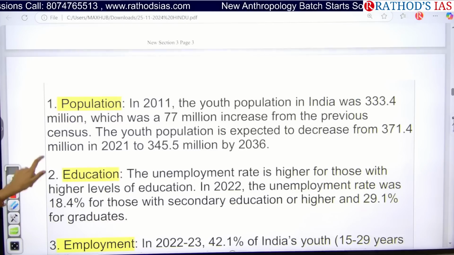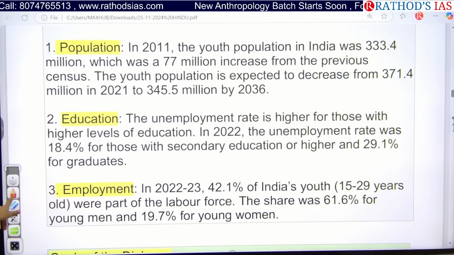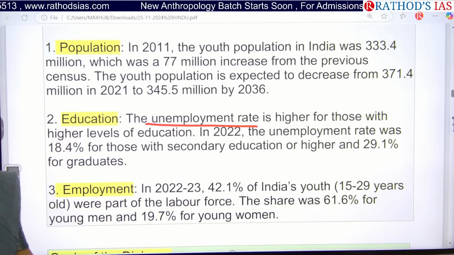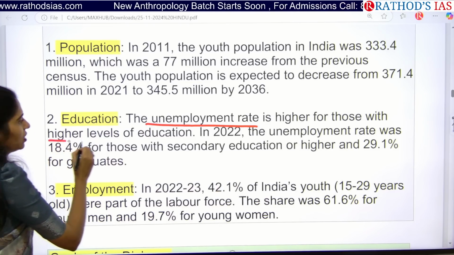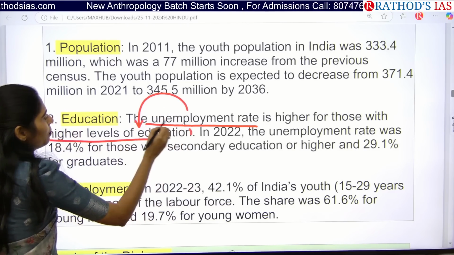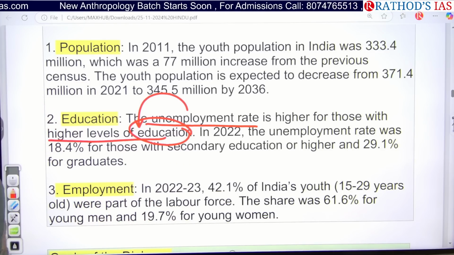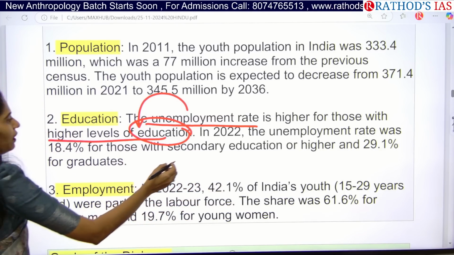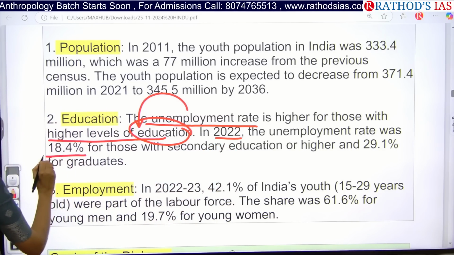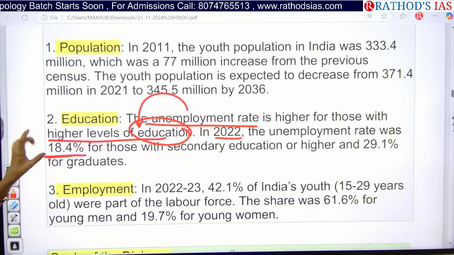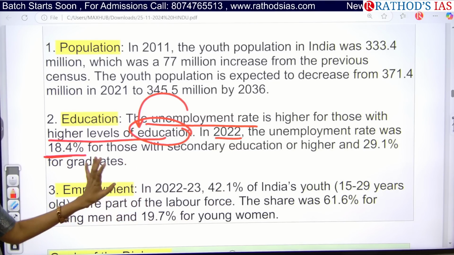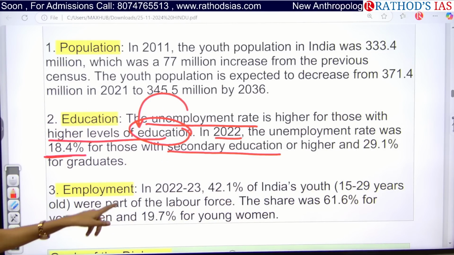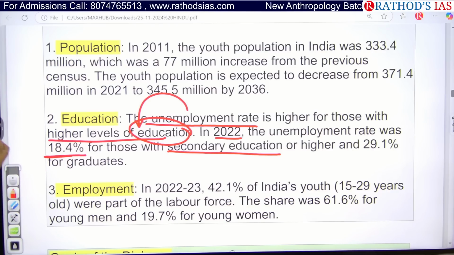Okay, so actually one more important problem with our youth is the unemployment rate. Unemployment rate is higher with higher levels of education. So there is a link between unemployment and education. Despite having higher education, there is a very high unemployment rate in India. In 2022, the unemployment rate was 18.4%. I'm not telling the overall unemployment rate, but among students or youth who had secondary education or higher education, that group itself has 18.4%.